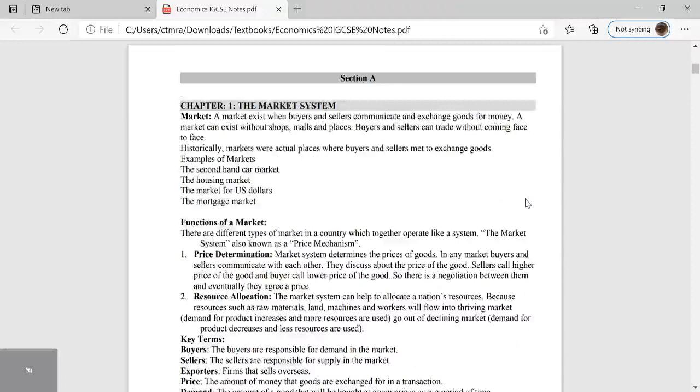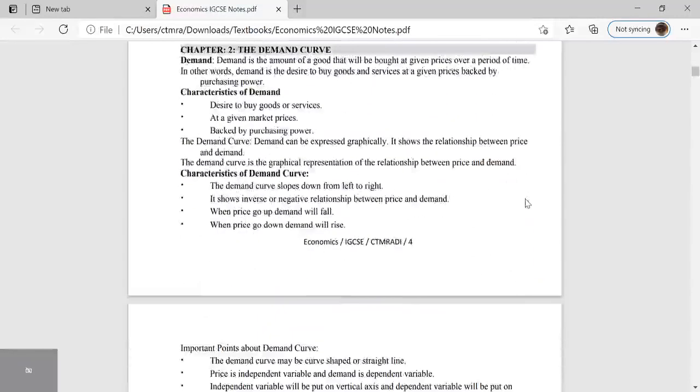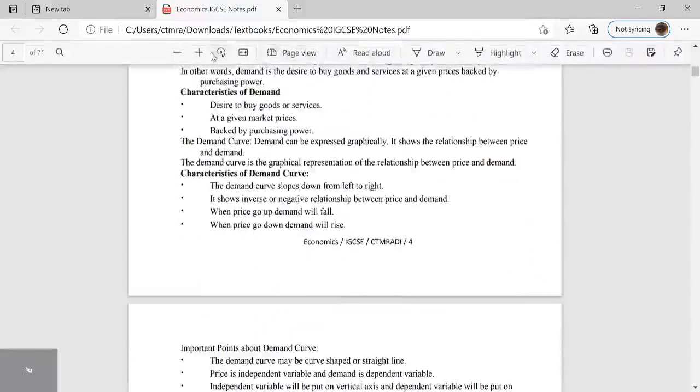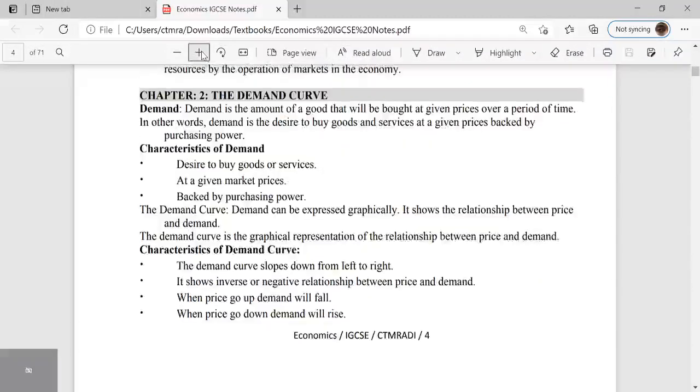So market is basically an arrangement by which buyers and sellers can communicate and exchange goods and services. Okay, so we will be going through all the topics which are important.